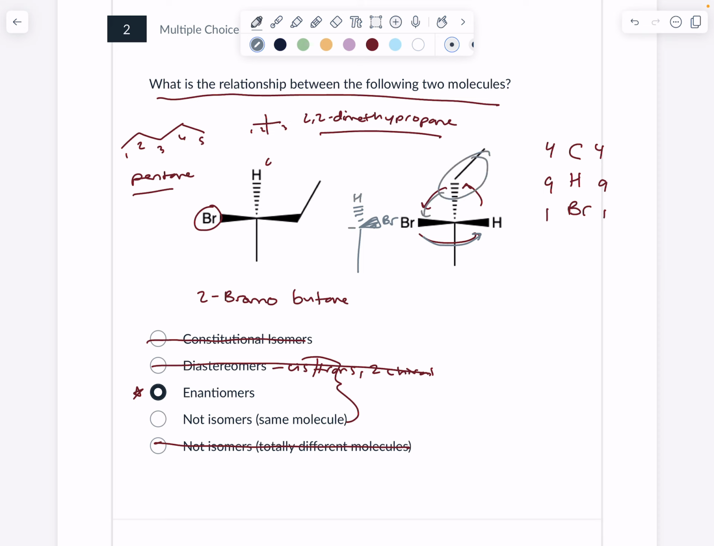group over here. And if I draw it like that, you can see that the ethyl groups are facing each other, the bromines are on opposite side, and the hydrogen and the methyl are in the same place. So to me, this does look like a mirror image. But if you're still not convinced, the next thing we can do is assign R and S configuration.